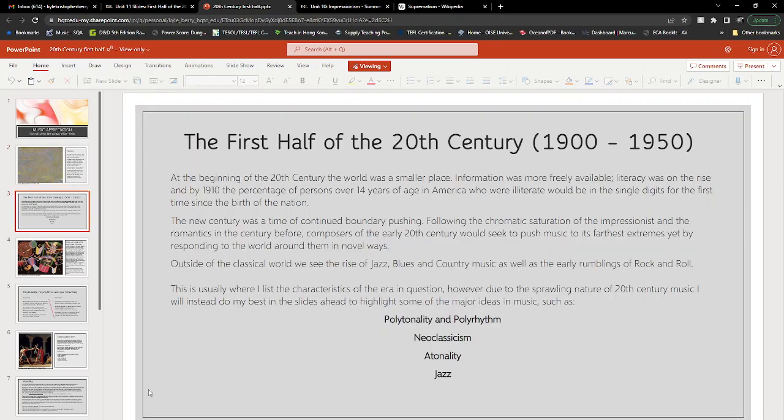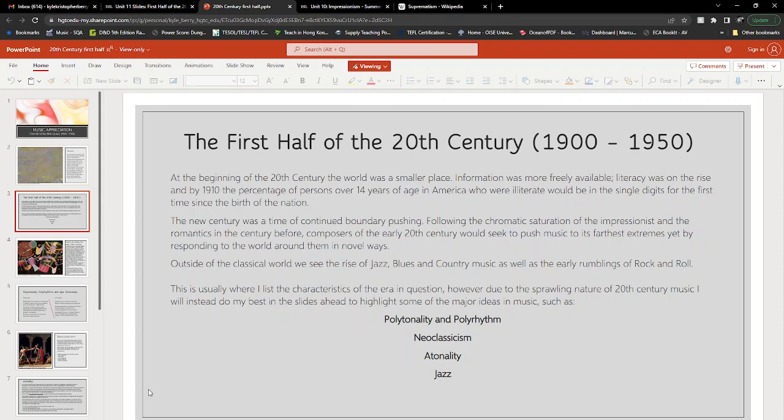At the beginning of the 20th century, the world was a smaller place. Information was more freely available, literacy was on the rise, and by 1910, the percentage of persons over 14 in America who were illiterate was in the single digits for the first time since the birth of the nation. So we are more educated, we're reading more because more people can read, and information is now able to move around the world more quickly.